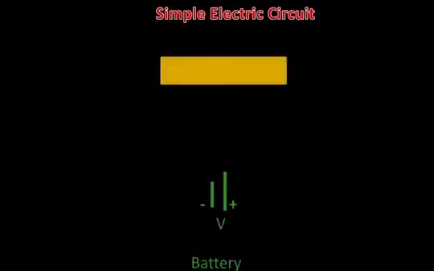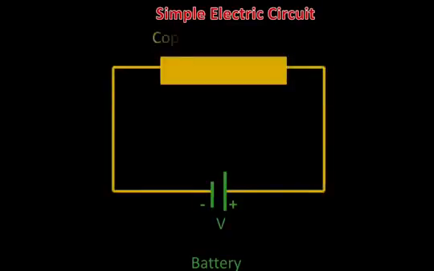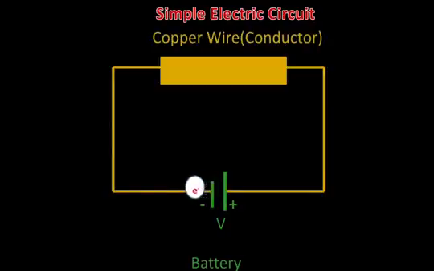So here we can take one simple electric circuit. We are providing the voltage through this battery. We are taking one copper wire and connecting the battery to that copper wire. What will happen? Electrons will move from the negative to the positive terminal, and as a result, the conventional current flows from the positive terminal to the negative terminal. So this is how current flows in the wire.